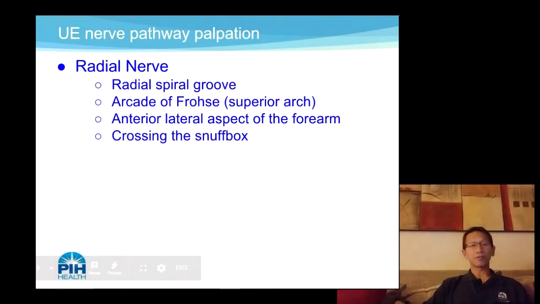The radial nerve, it's going to be the radial spiral groove, the arcade of Frosch, anterior aspect of the forearm and crossing over to the snuffbox. So it's going to be on the lateral side of the arm.